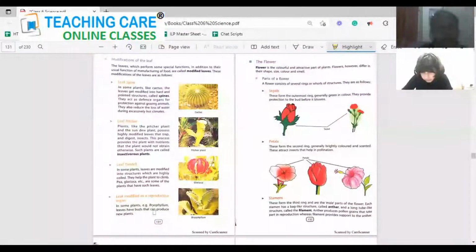Next is the leaf modified as a reproductive organ. In some plants like bryophyllum, the buds are produced from the leaf. We already saw this in the modes of reproduction, in the previous lesson, I guess. Yes, ma'am. So now we understood.